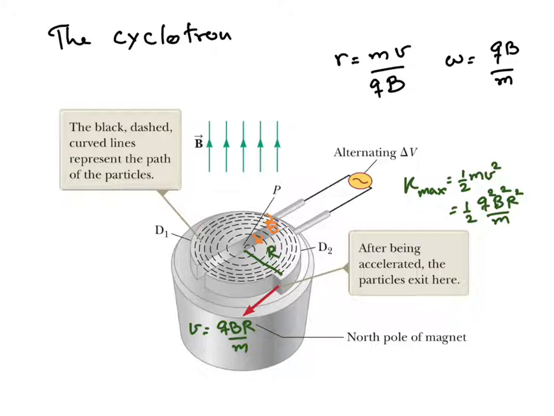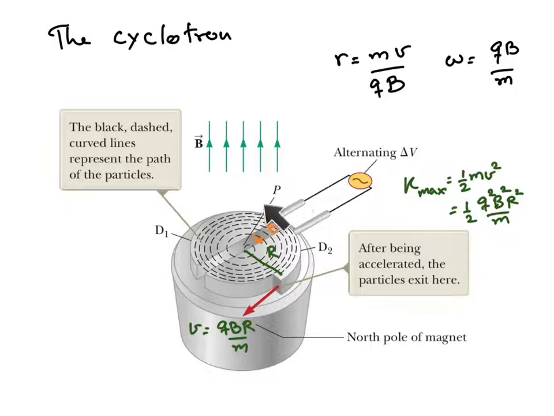The important point here is that we use the alternating voltage source connected to these two D-shaped conductors. We need the alternating current because we will switch the polarity of the D-shaped conductor here with the same frequency of the circulation, or the motion, of the charged particle.